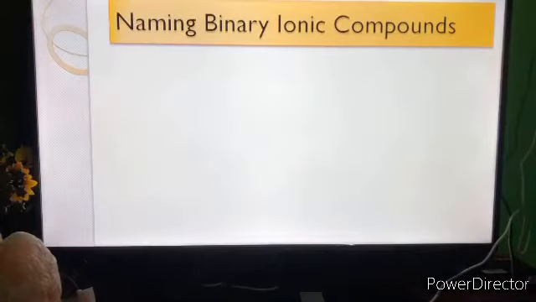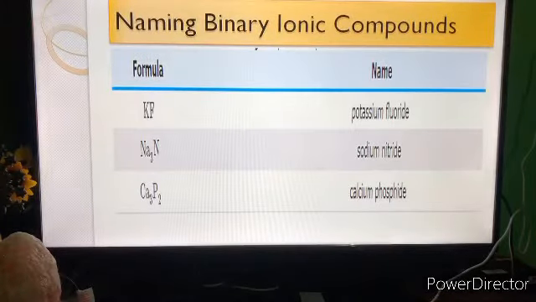Okay, more examples of naming binary ionic compounds. We have the formula and the name. In the formula, we have KF. The elemental name of K is potassium, and F is fluorine. By adding the suffix IDE to the root of the elemental name of fluorine, it will become potassium fluoride. The second one is Na3N. Na means sodium and N means nitrogen. Again, we name the metal by its elemental name. So Na is sodium, while for N, instead of writing nitrogen, we get the root word of the elemental name and add IDE, and it will become nitride. So it is sodium nitride.